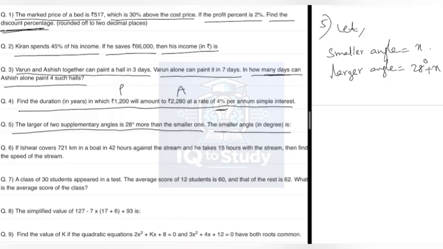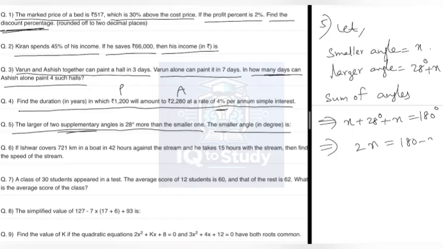We know that if two angles are supplementary, their sum is 180 degrees. It means sum of angles implies x plus 28 degrees plus x, which is equal to 180 degrees. It becomes 2x equal to 180 minus 28, which becomes x is equal to 76 degrees. So the smaller angle is 76 degrees.